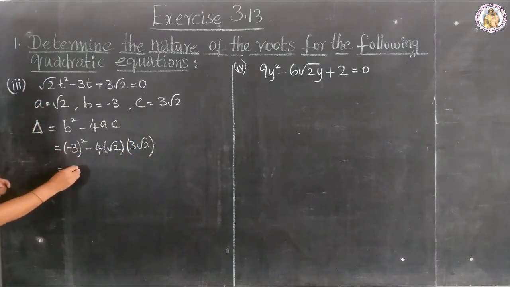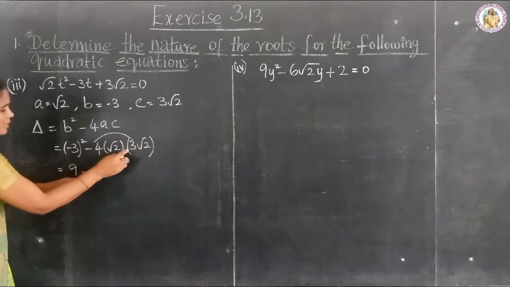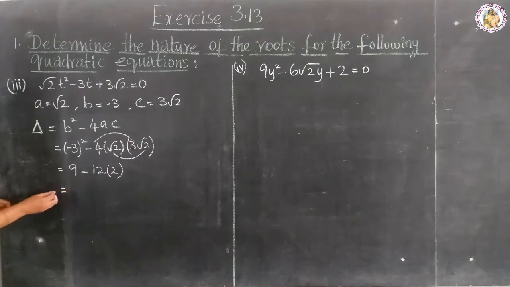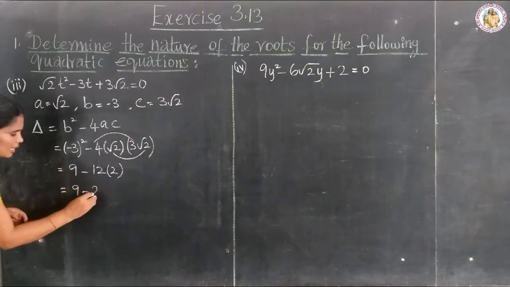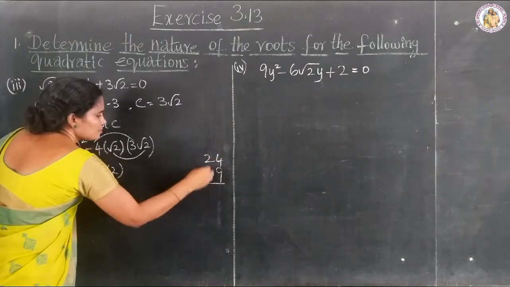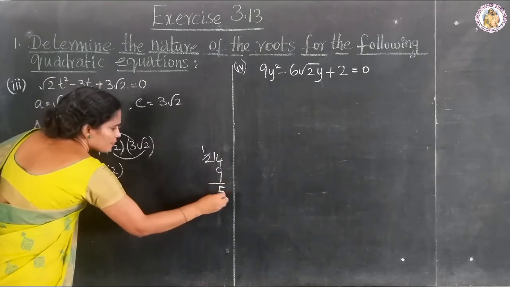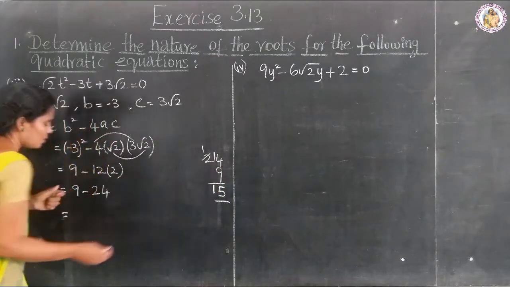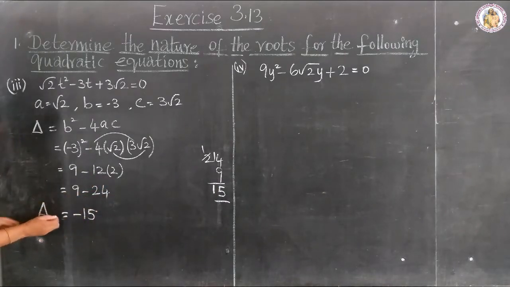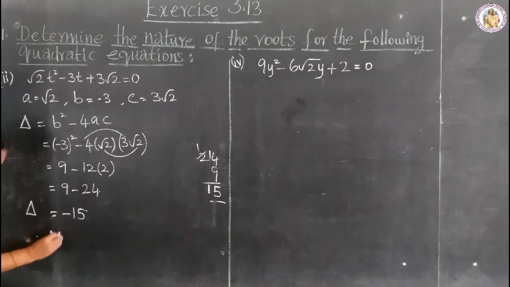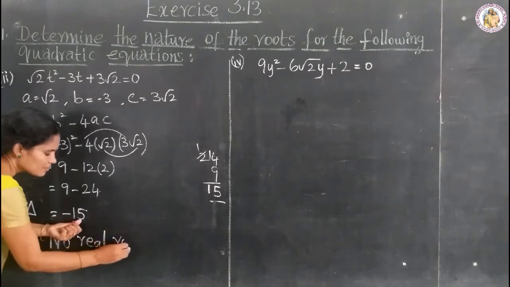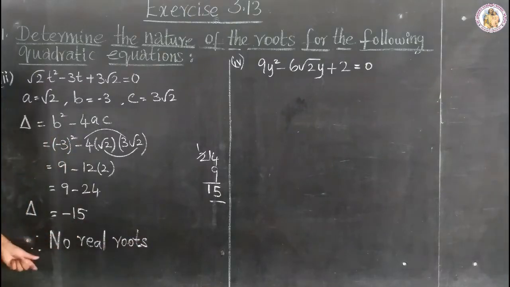And now 3 into 3, 9 minus 4 3s are 12 and root 2 into root 2 is 2, so 12 2s are 24. 9 minus 24 is minus 15. Discriminant is equal to minus 15. Therefore, it has no real roots. It is because the value is negative. So therefore, it is no real roots.